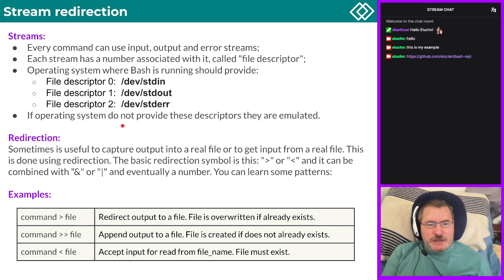Redirection is sometimes useful to capture the output. Normally the output goes to standard output, but you can redirect it. What does redirection mean? Instead of going to the normal standard output, which is the console, it goes into a file, so it is written on the disk. That's useful because not all the time do you want a list of directories on your screen. Sometimes you want to do something with this list, so you write it into a file that contains the list of directories.